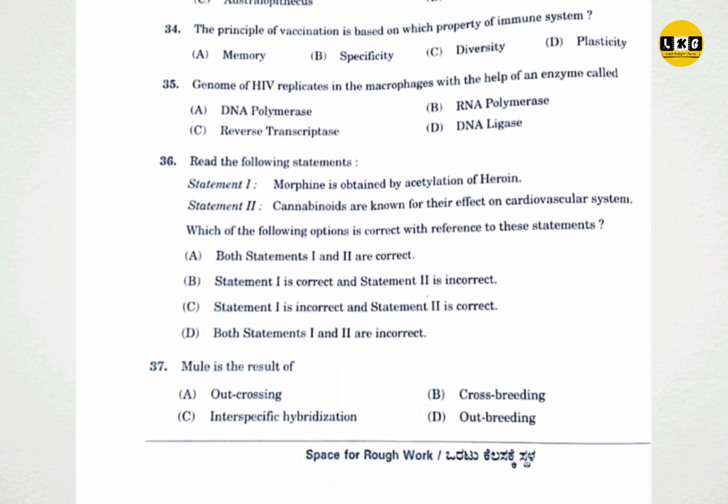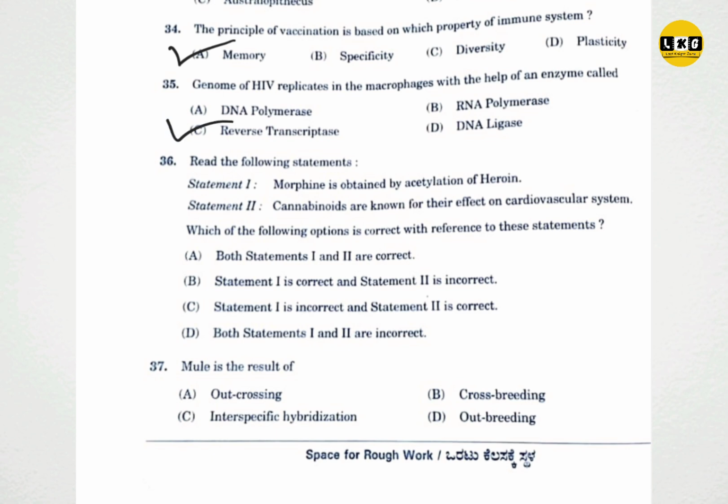Next, the principle of vaccination is based on which property? So vaccination is based on the property of memory. So option A is the correct one. Next, 35. Genome of HIV replicates in the macrophages with the help of the enzyme called. So HIV replicates in the host with the help of an enzyme known as reverse transcriptase.